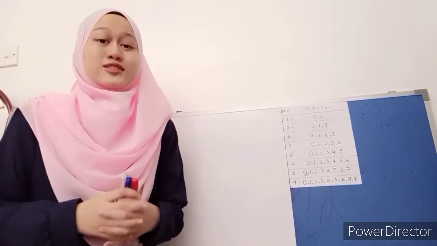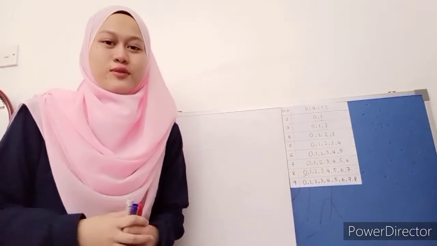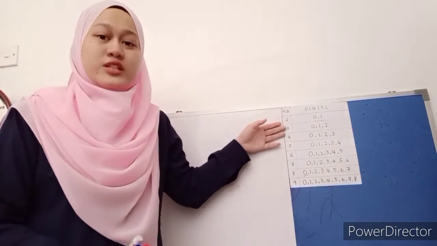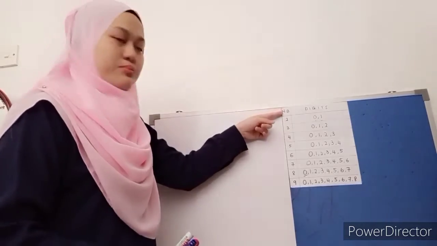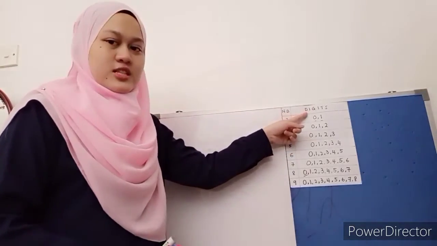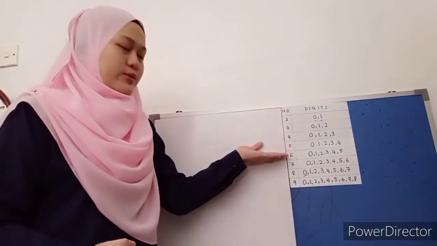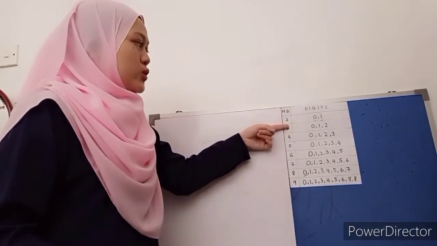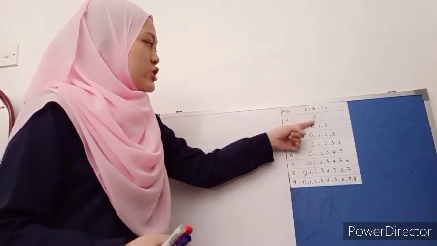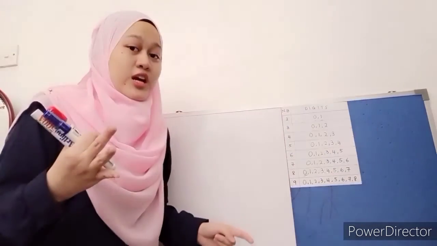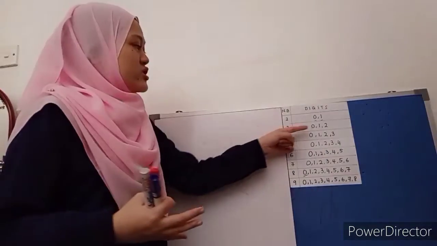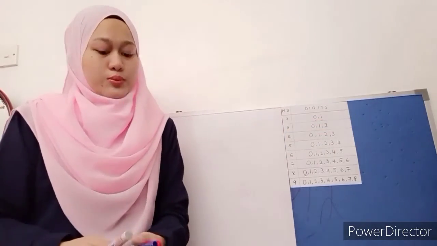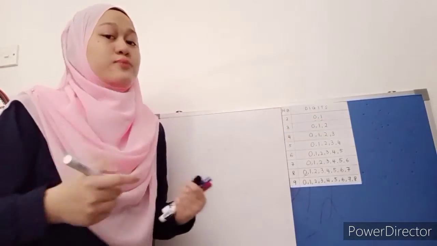So, let us start with our first objective, which is digits. As you can see here, I have drawn a table: this is number base, this is digits. What does this table mean? Number base 2 only has 2 digits, which are 0 and 1. Number base 3 only has 3 digits, which are 0, 1, 2. Let me give you an example if you don't get what I'm trying to say.